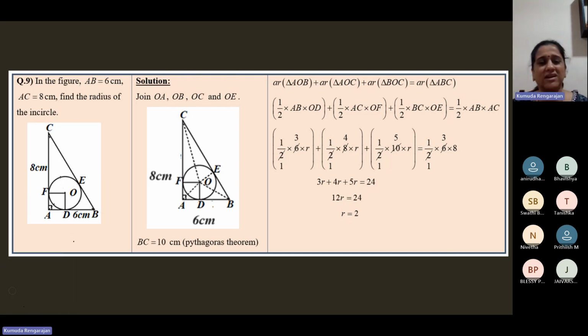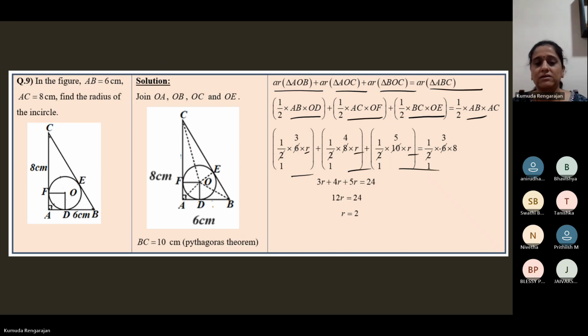Because it's already explained earlier, I don't want to repeat and bug you, so you know this. Half base and height, half base and height, half base and height. Substitute. And height everywhere is R.